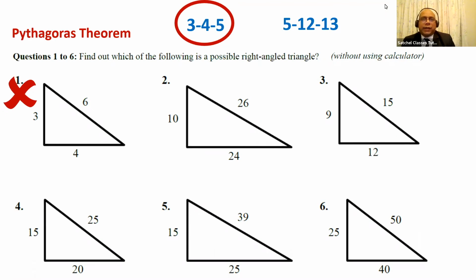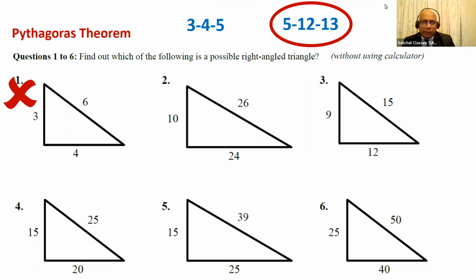Now, look at the second triangle. Does it ring a bell? Which triad will you use? I'll use the second triad, 5, 12, and 13, and I'll try and double the numbers. If I double 5, I'll get 10. If I double 12, I'll get 24. If I double 13, I'll get 26. Perfect match, right? 10, 24, 26, which means that is a right angle triangle.